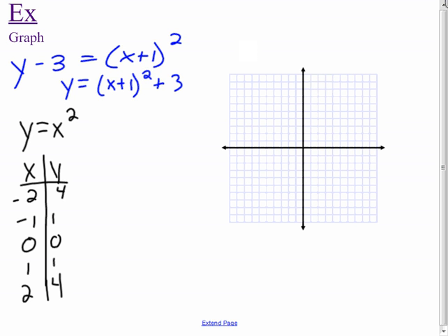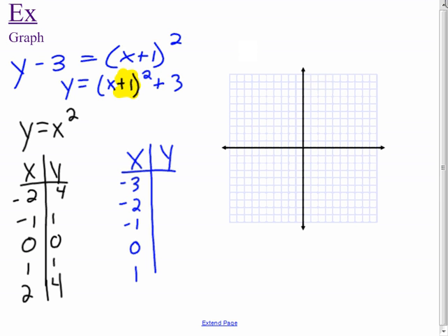So what's attached to my x value, it says x plus 1. But if you remember, it's x minus h. So it's the opposite of what's attached to x. So it says x plus 1. Therefore, all of my x values are going to subtract 1. So it was -2, it's now -3, -2, -1, 0, and 1. So all my x values subtract 1.